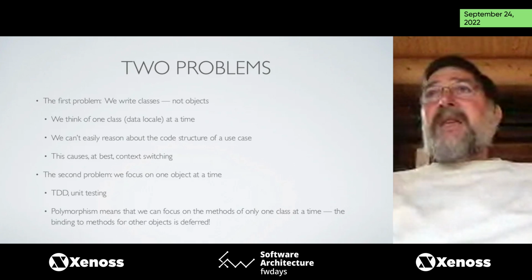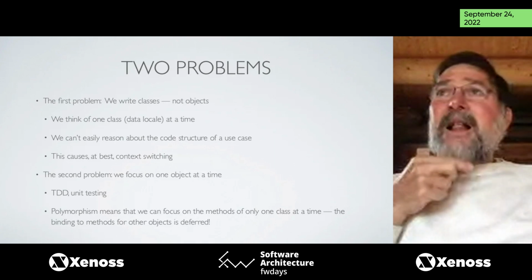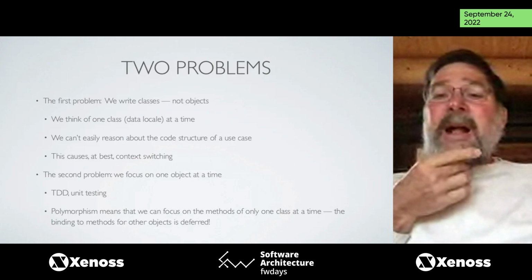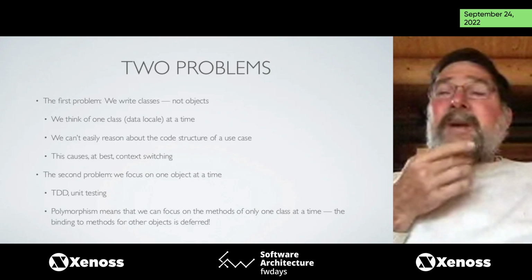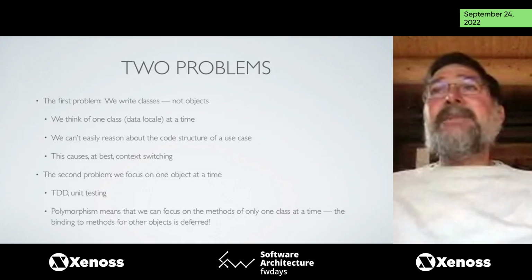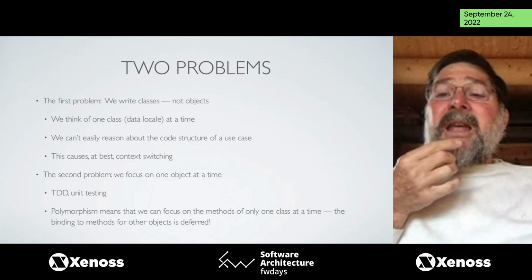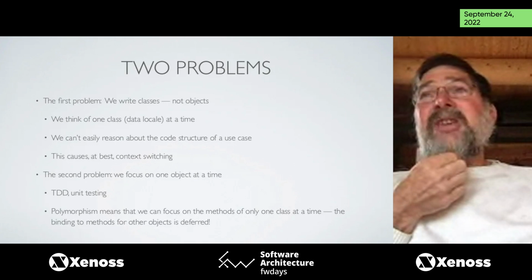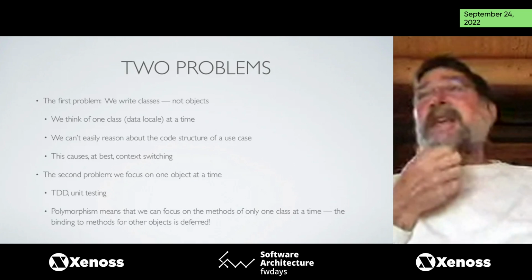So if we think in use cases and deliver in use cases, well, and you look at typical behavior of programmers or typical methods, there are two problems. One is that we write classes and not objects. So we're thinking of one class at a time, and it's a data locale. So we have this data procedural dichotomy. It's very, very difficult to maintain that focus and to be able to think about the system structure or the use case.